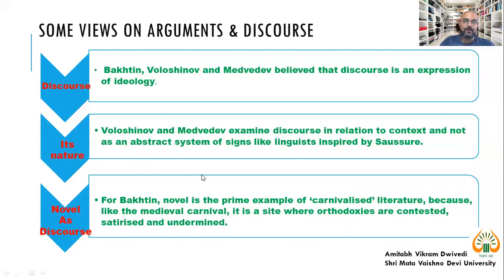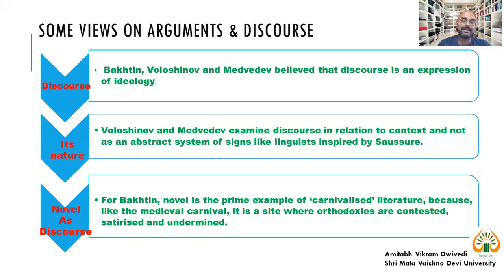Considering this context, Bakhtin believes that the novel is a discourse. Because the novel is the prime example of carnivalized literature. Because like the medieval carnival, it is a site where orthodoxies are contested, satirized, and undermined. What do we find in a discourse? Particularly, what do we find in a novel?